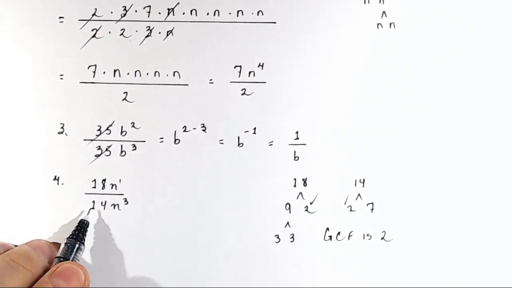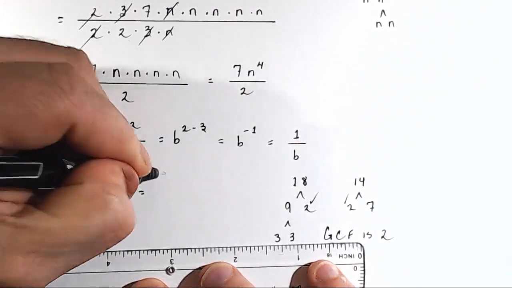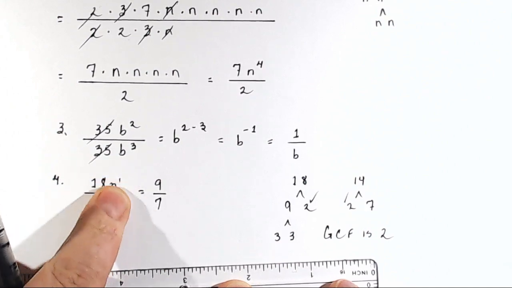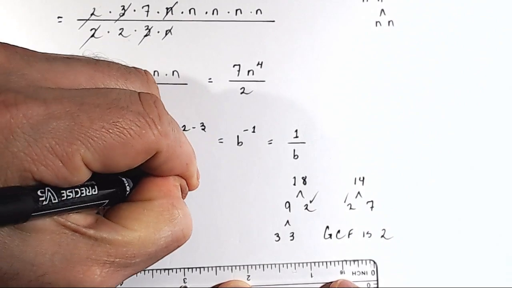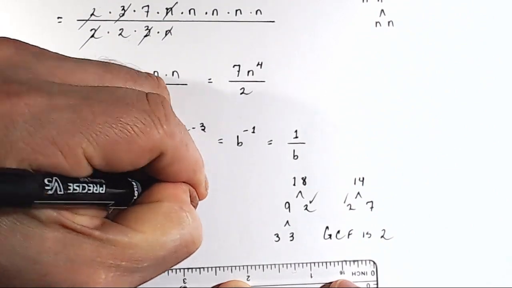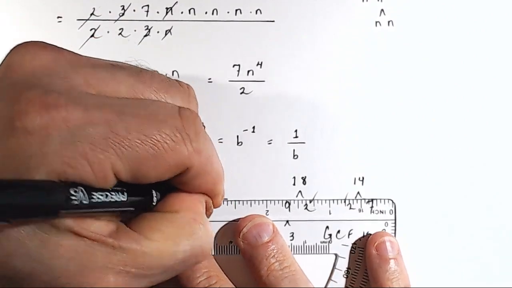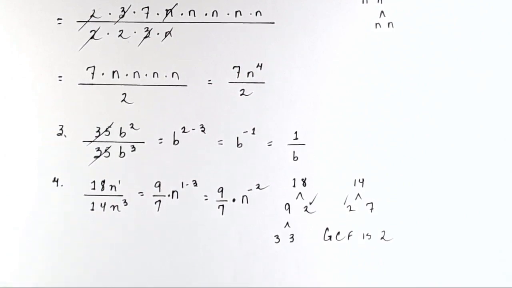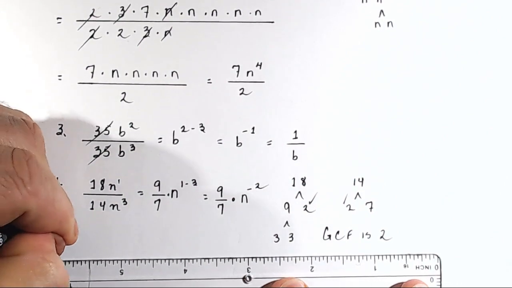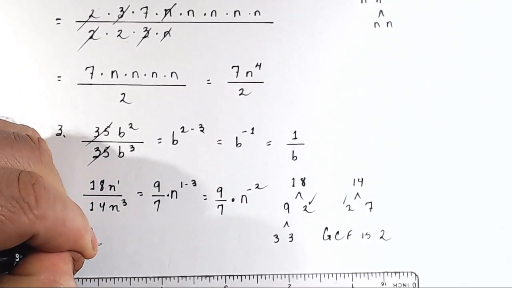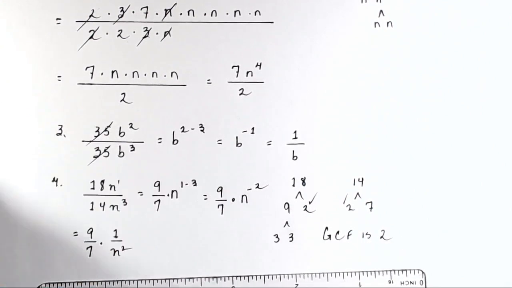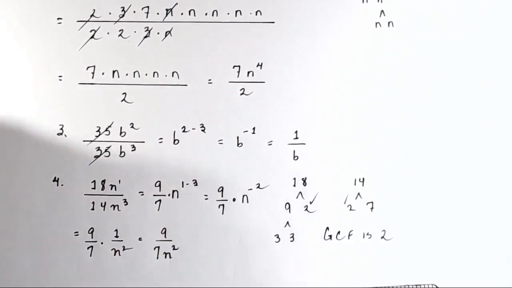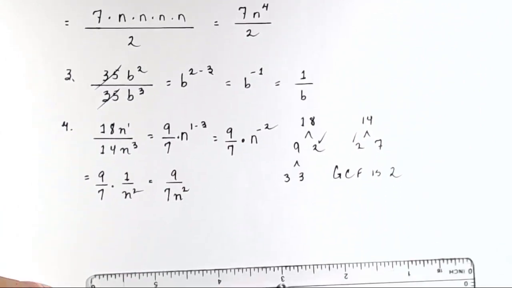So if I know that, I can divide 18 by 2 and 14 by 2 and simplify to 9 over 7. And now we deal with the n's. n to the 1 minus 3. Okay, this is understood to be multiplied. So that is equal to 9 over 7 times n to the -2. And we know that n to the -2 could just be written as 1 over n squared. So we'll rewrite this as 9 over 7 times 1 over n squared. And then we will simply multiply across the top and across the bottom. 9 over 7n squared.